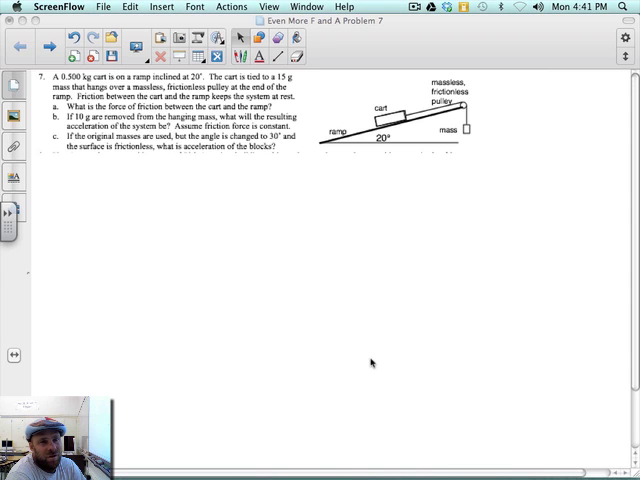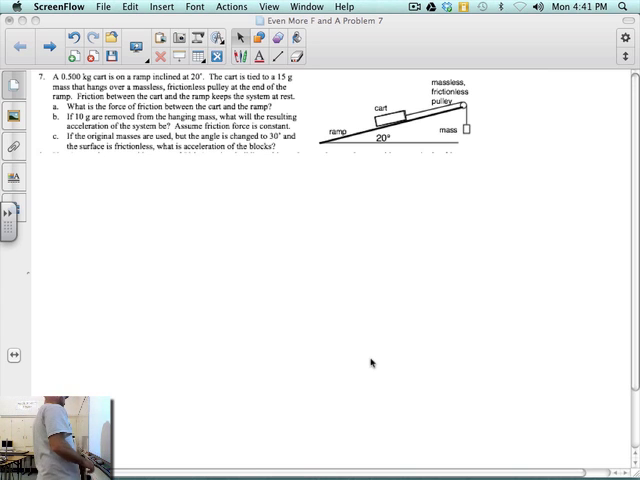A half-kilogram cart is on a ramp inclined at 20 degrees. The cart is tied to a 15-gram mass that hangs over a massless, frictionless pulley at the end of the ramp. Friction between the cart and the ramp keeps the system at rest. A. What is the force of friction between the cart and the ramp?